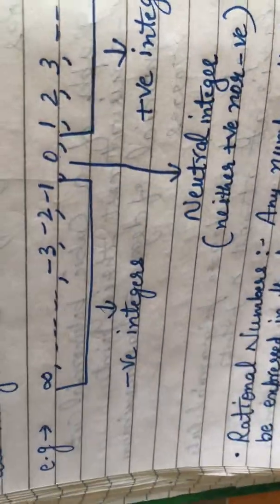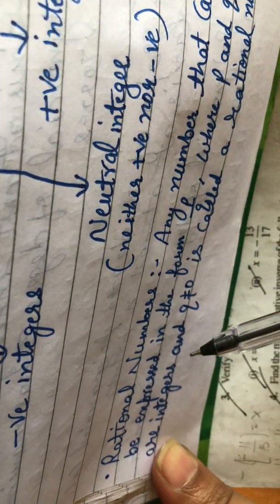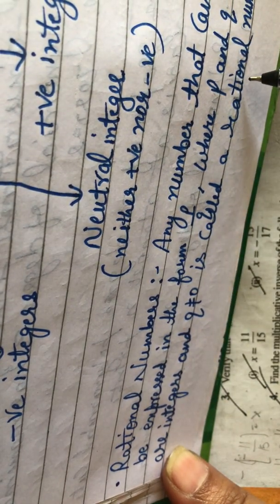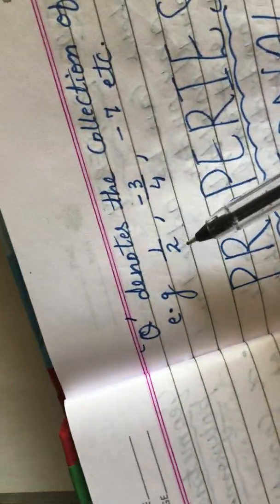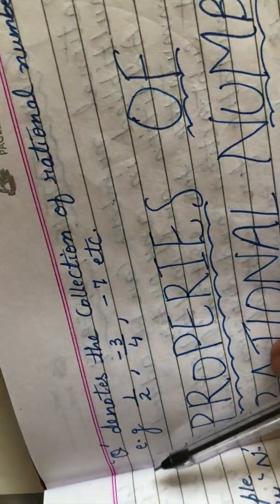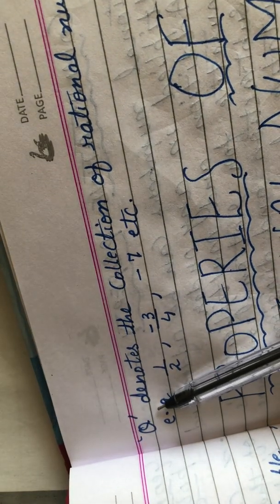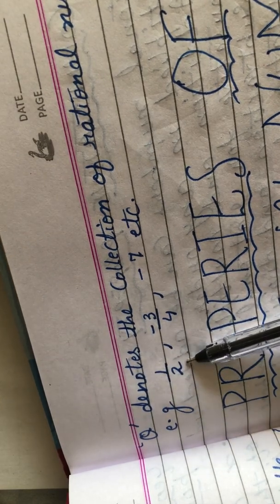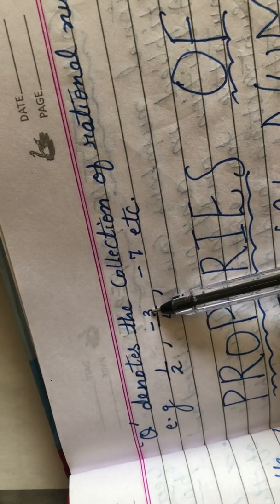Now next comes rational numbers. Any number that can be expressed in the form p upon q, where p and q are integers and q is not equal to 0, is called a rational number. The symbol we use for rational numbers is Q. So rational numbers are those numbers which we can write in p upon q form, where p and q belong to integers. Integers means they can be positive as well as negative.